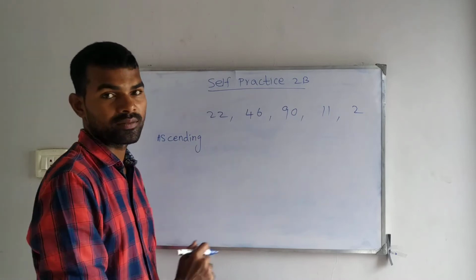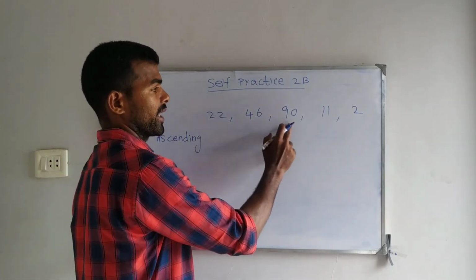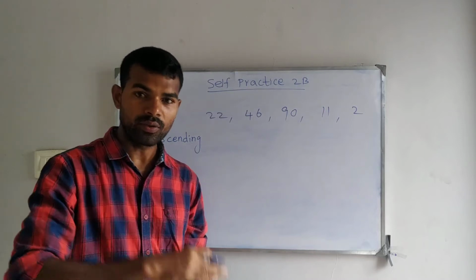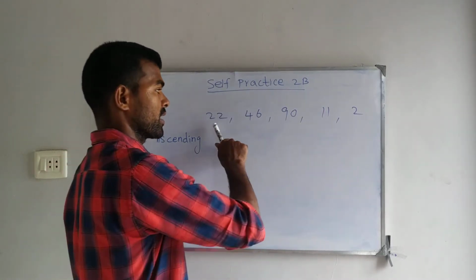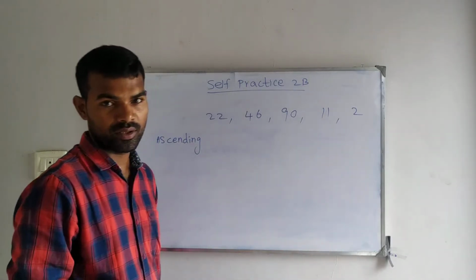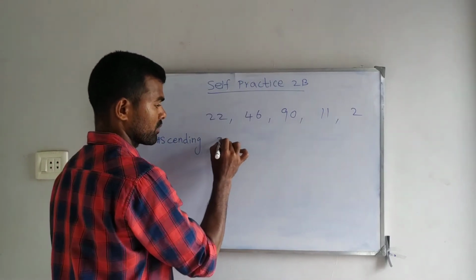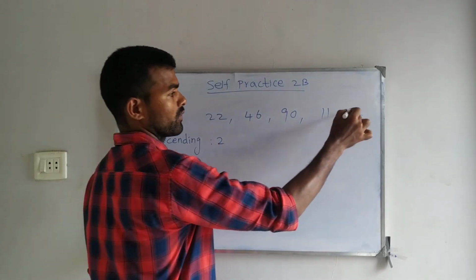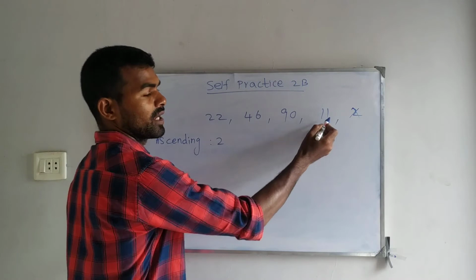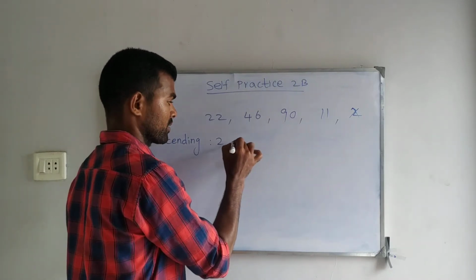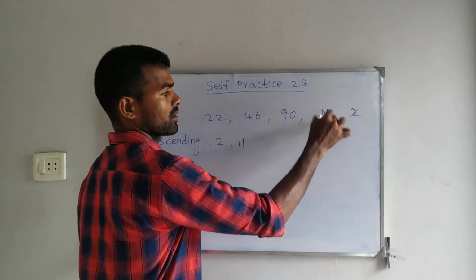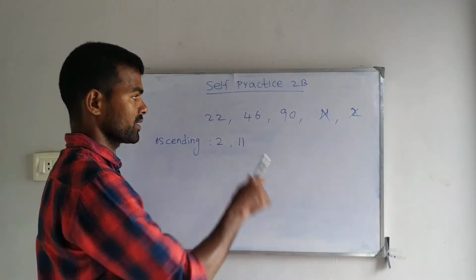Now see the numbers 22, 46, 90, 11, 2. Ascending order, smaller to greater. What is the smallest number in the given numbers? 2 is the smallest number. After 2, what is the next smaller number? 11 is the next smaller number. After 11, the next small number.